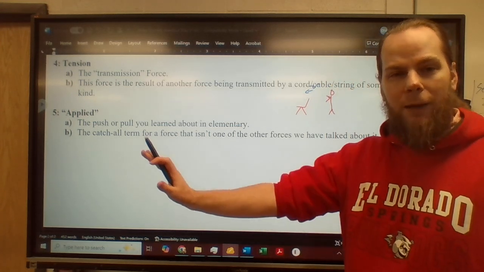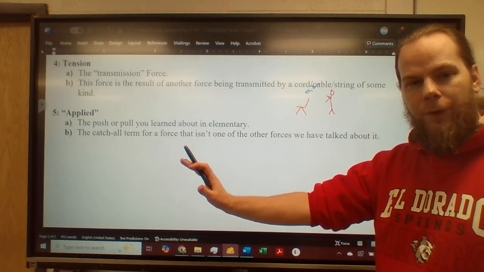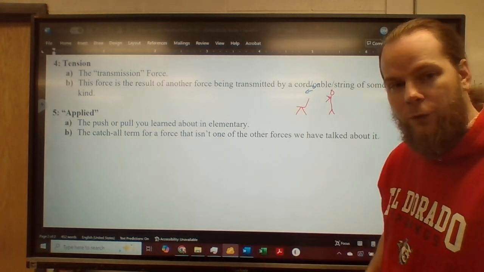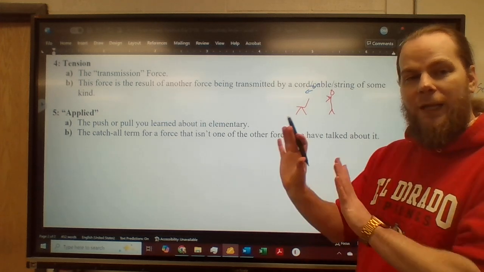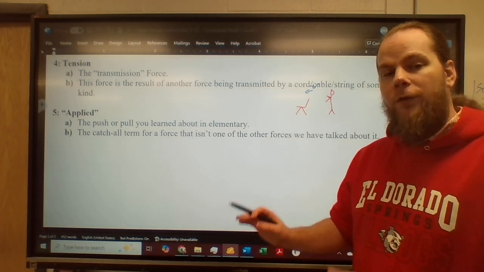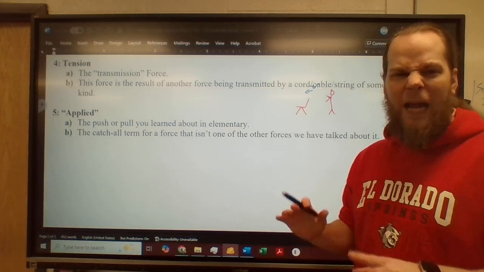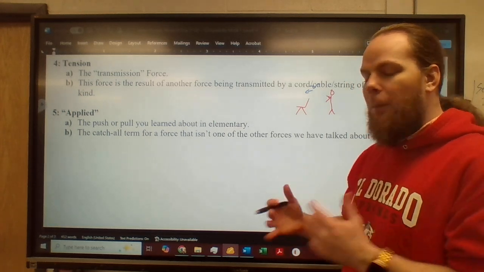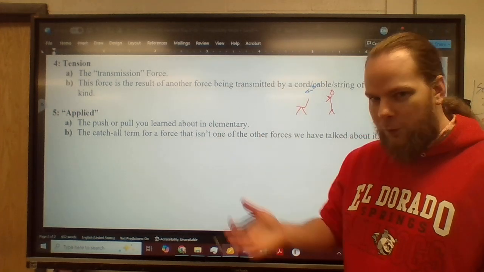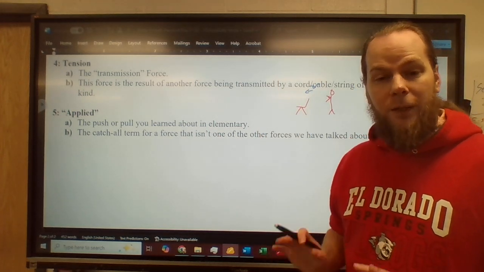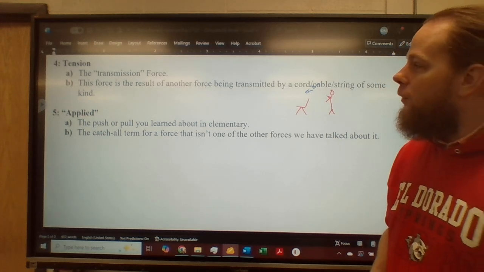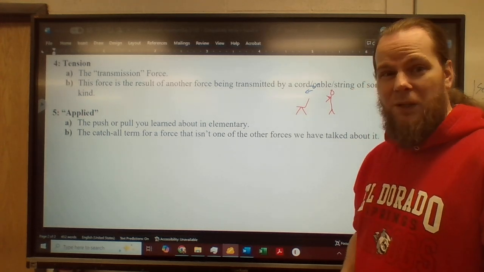Okay, while I was pushing on it, there was an applied force. I was applying a force to the chair. Okay, once I let go of it, that applied force goes away. Okay, so that applied force is kind of the catch-all. If you're like, something is pushing here, but it doesn't fit into any of the other forces we've talked about, that's going to be an applied force. Okay, and that is pretty much it.